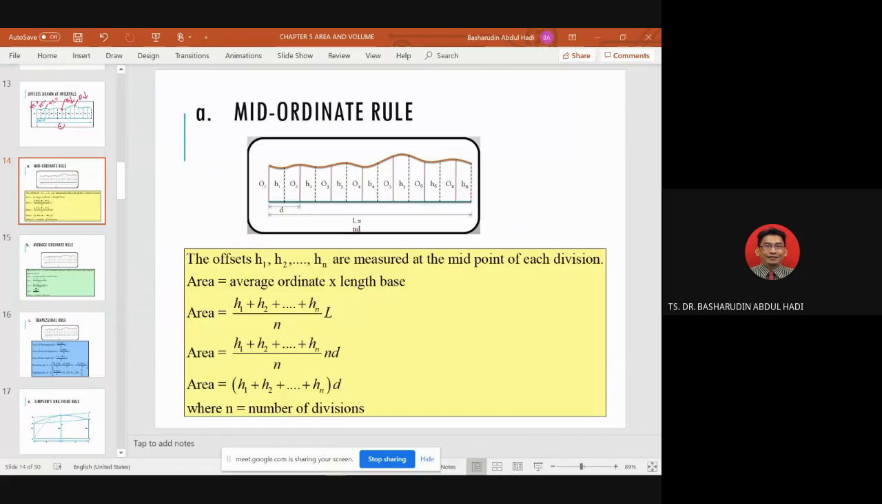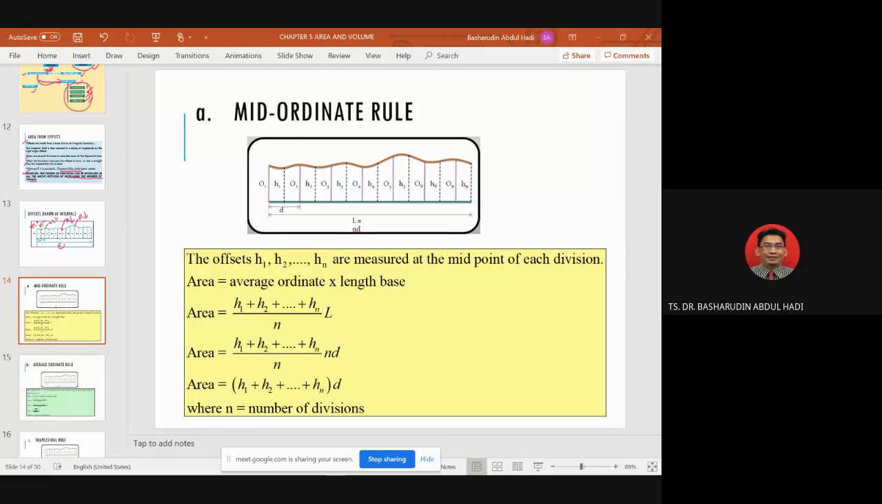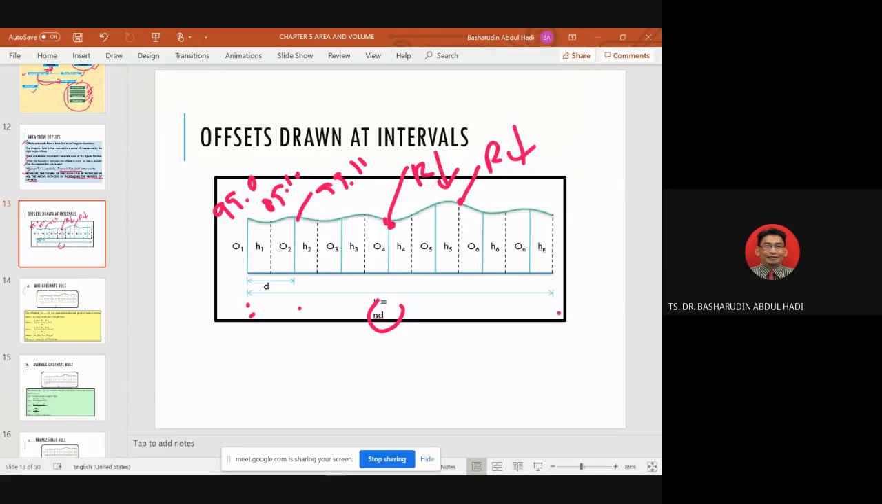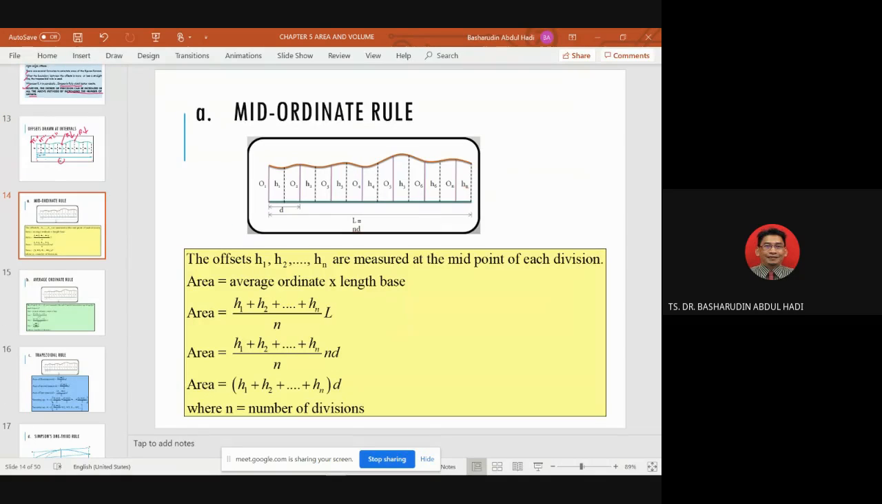Then we go into this one, the mid-ordinate rules. Okay. So here we have offsets drawn at intervals. Now we have the mid-ordinate rules. We have this diagram, so we can calculate the area for this one. It's not volume, we just know the area. So the area from here to here, up to here, and coming back. Because the problem is at this part we have the irregular, like this. That's why we must use this formula, the mid-ordinate rules, one of that.